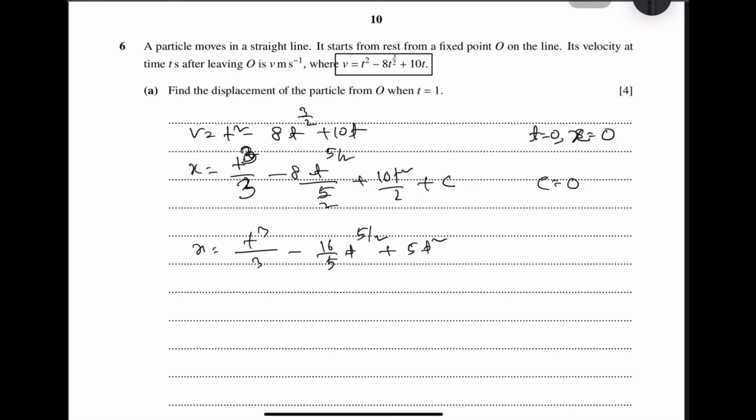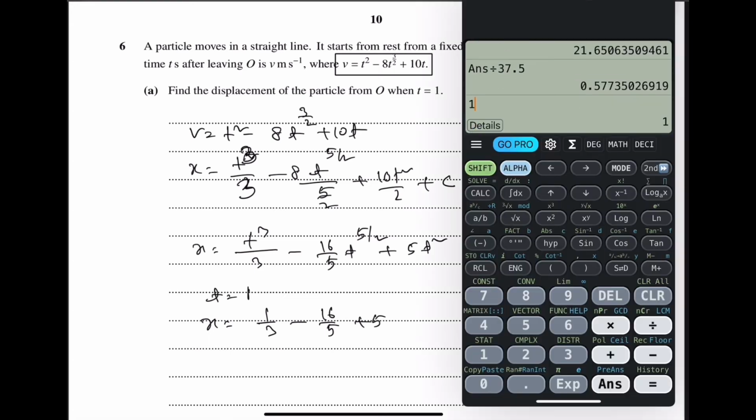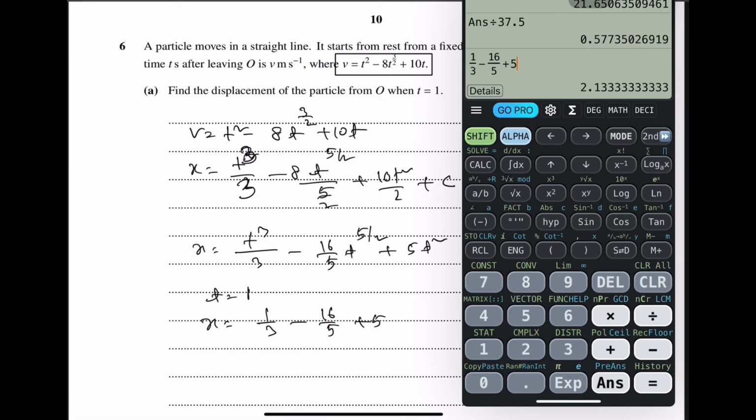Okay. Now let me use the value t equals 1. So x equals 1 third minus 16 by 5 plus 5. 2.13 is the displacement.